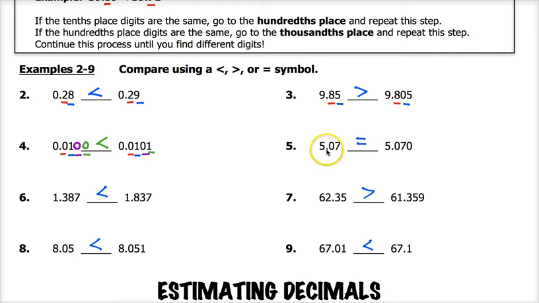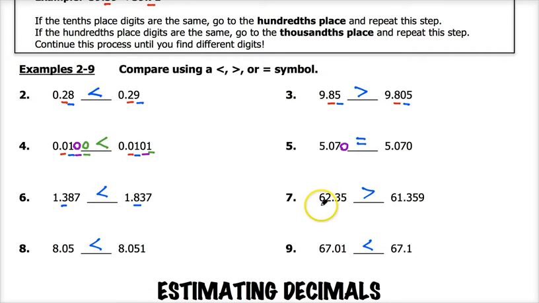Number 5, 5.07 is actually equal to 5.070. Remember, there's an invisible 0 to the right here of 7. And so if you compare all of your different places, you'll find that these are the exact same number. Number 6, we can just compare the tenths places here. 3 compared to 8. 8 is larger than 3, so 1.387 is less than 1.837.